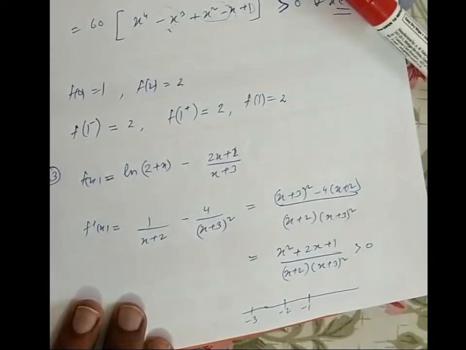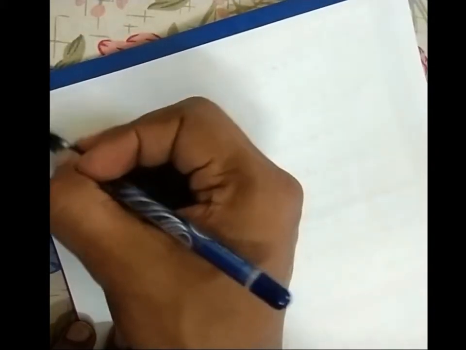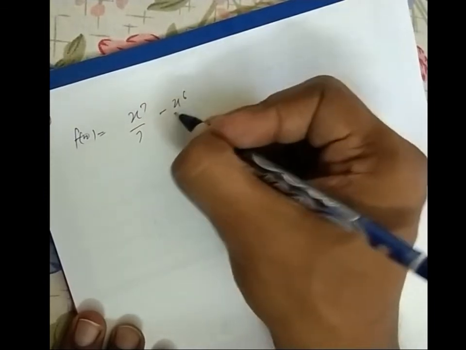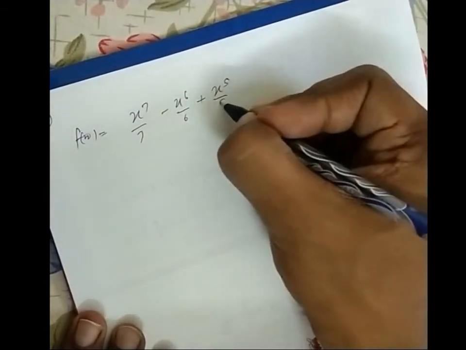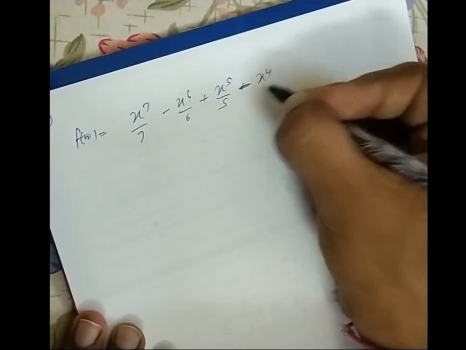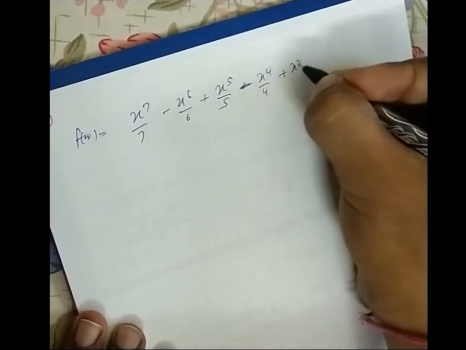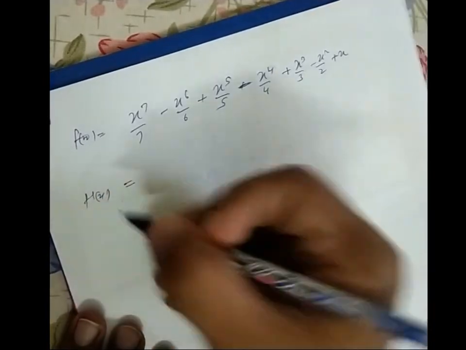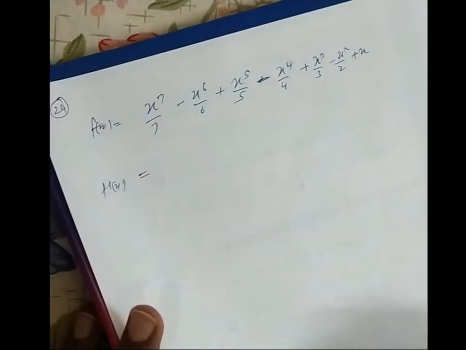Okay, so moving on to the next question, question number 24. We've been given a polynomial f(x) is equal to x power 7 upon 7 minus x power 6 upon 6 minus x power 4 upon 4. So let's calculate f dash. This is similar to question number 21, I guess.